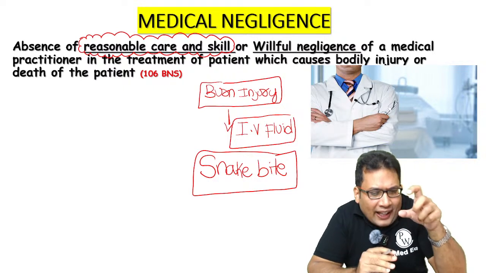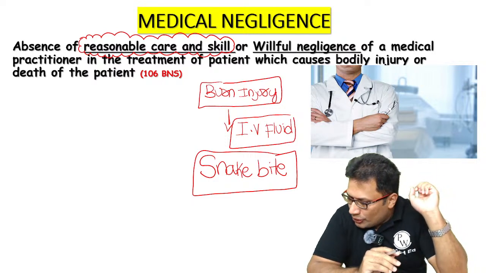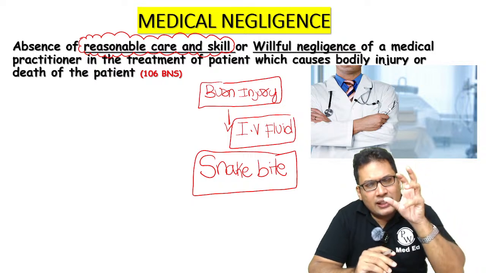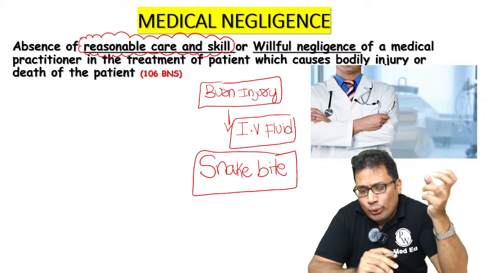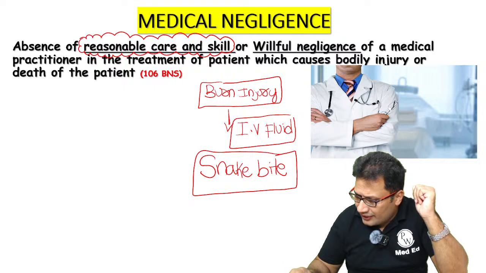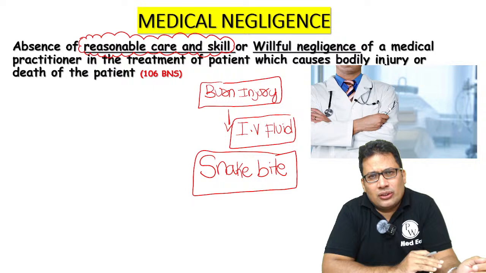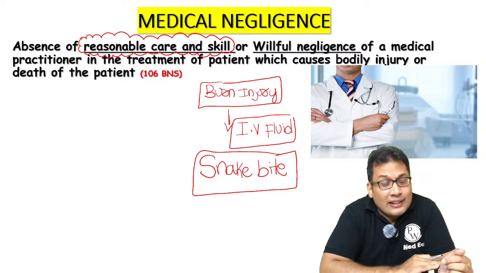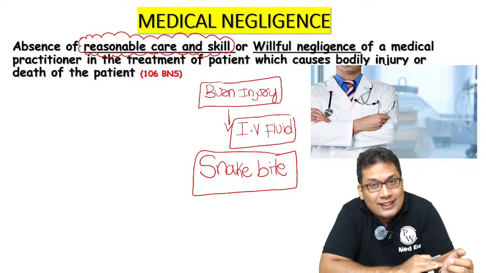What would be the reasonable care in a case of snake bite? Anybody? Sumana De. So we are discussing the definition, reasonable care and skill. The examples are burn injury, where it is IV fluid, and snake bite. What is the reasonable care? Can you answer this, guys? The common snakes are common krait, common cobra, Russell's viper and saw-scaled viper. They are known as the big four poisonous snakes of India.